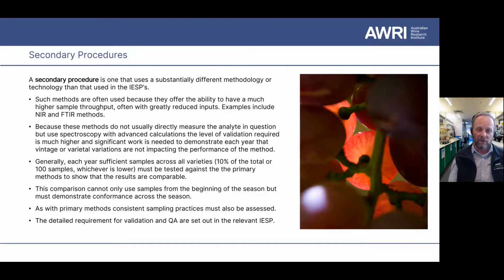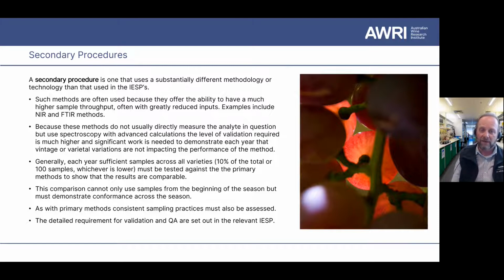Such methods are often used because they offer the ability to have a much higher sample throughput, often with greatly reduced inputs of labour or resources. Examples that are used in the industry include NIR and FTIR methods. However, because these methods do not usually directly measure the analyte in question, but use spectroscopy with advanced calculations, the level of validation required is much higher, and significant work is needed to demonstrate each year that vintage or varietal variations are not impacting the performance of the method.